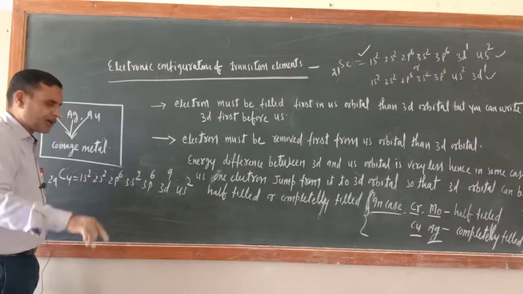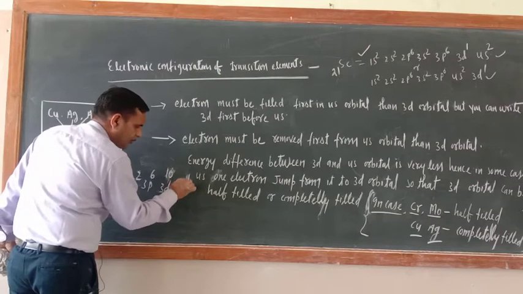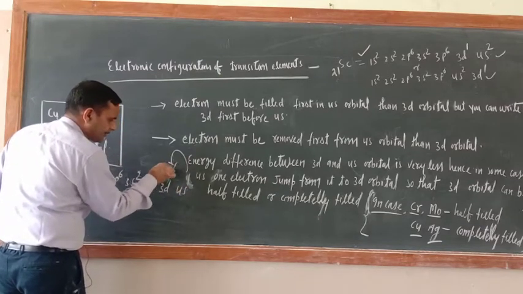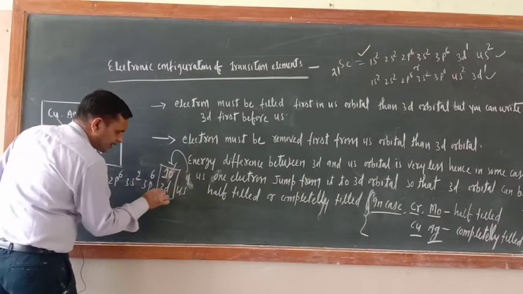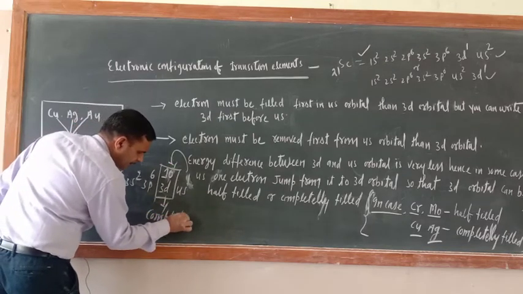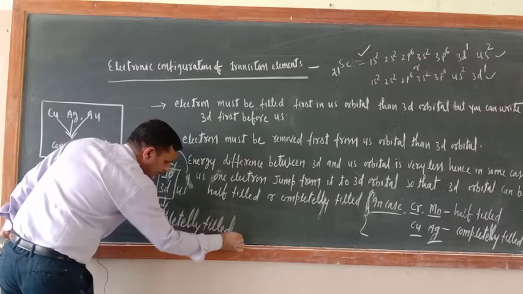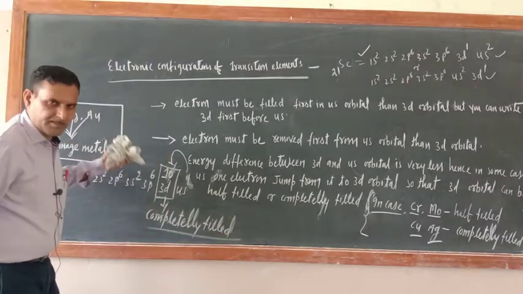But the actual electronic configuration of copper is 3d10. One electron of 4s will jump from here to here. So now this 3d orbital is completely filled. This is completely filled. So now it is more stable.